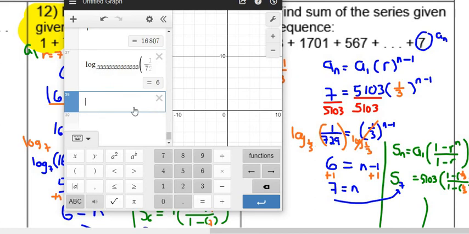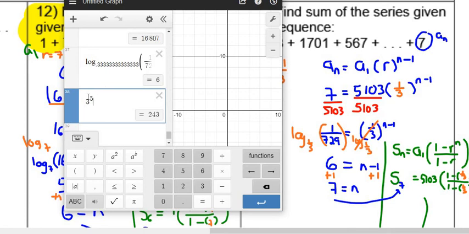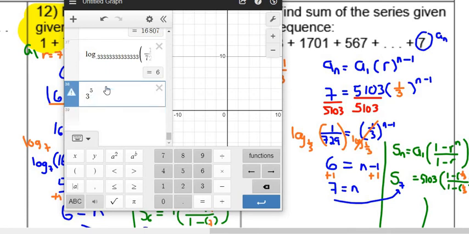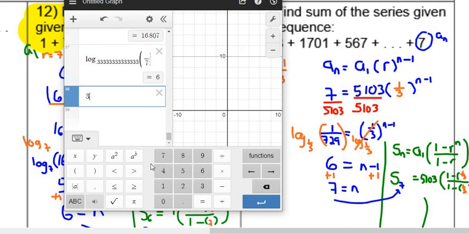3 to what power is 729? So just start with 3 to the 5th. Nope. Is it 3 to the 6th? Nope. Let's see. Let me try that again. 3 to the 6th. Oh, there it is. So 3 to the 6th is 729. So I know it's a 6.